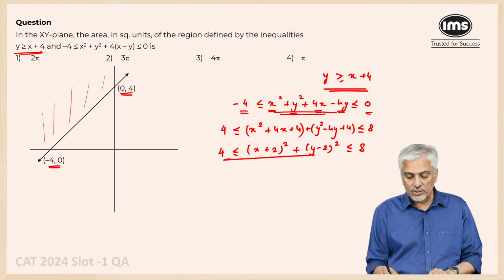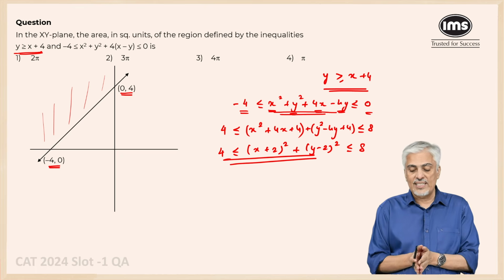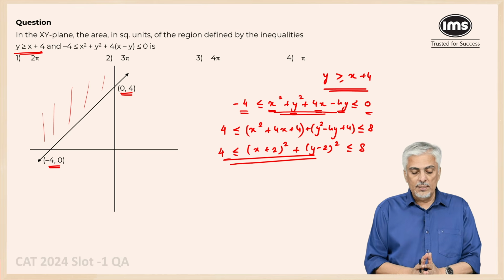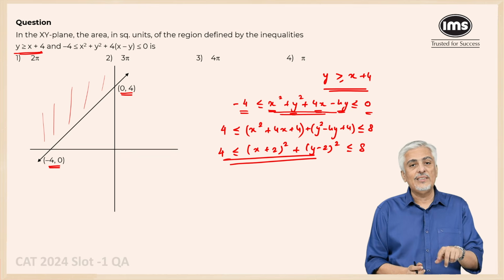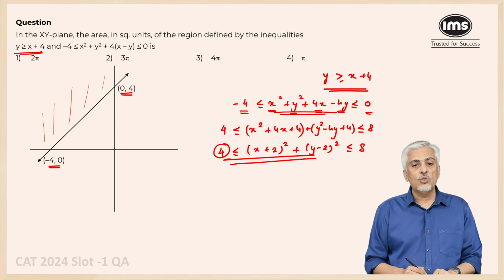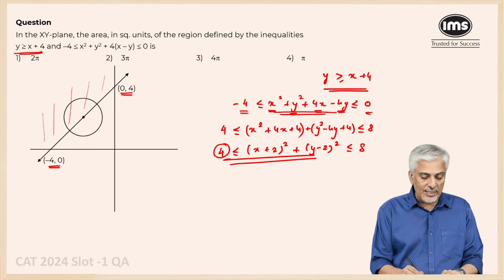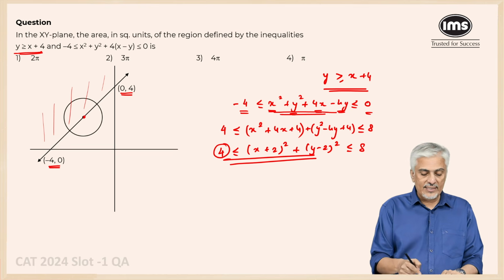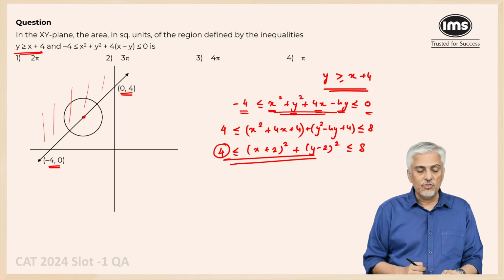If I look at only this much, this is the equation of a circle with center at minus 2, 2. Minus 2, 2 will be in the second quadrant, and radius r square is 4. So, radius will be 2. So, that will be my first circle. Minus 2, 2 will come on this line only, and that circle with radius 2 is formed over here.